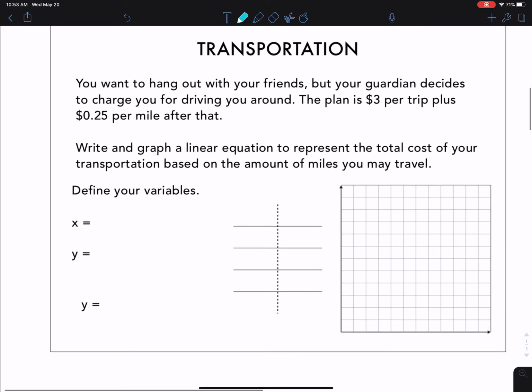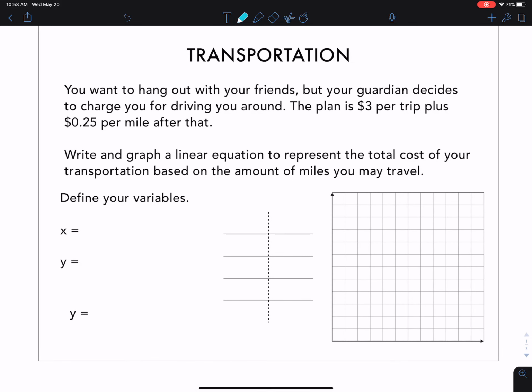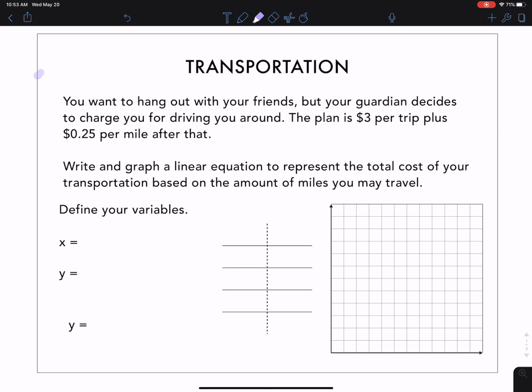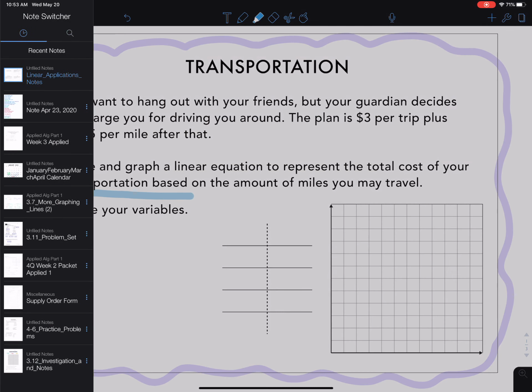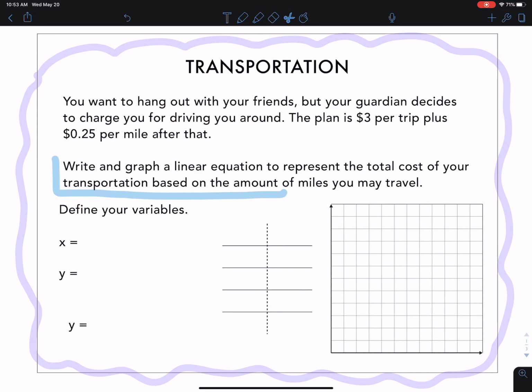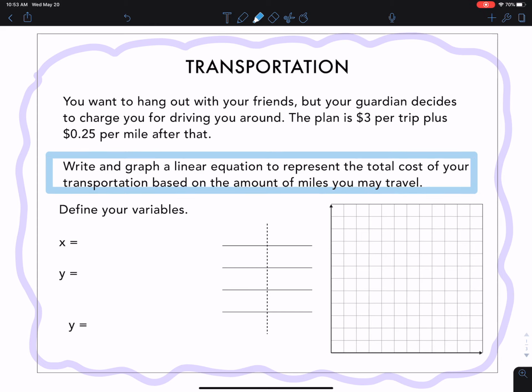All right, the next one is a pretty similar situation. So I'm going to leave this one for you guys to figure out. You should be able to define your variables, so x and y, based on what this question is asking for, which is here. So this is going to give you the information to define your variables as x and y. And then you're going to write an equation in slope-intercept form. You're going to get some points, and then you're going to graph it.